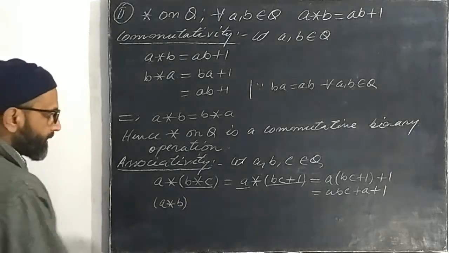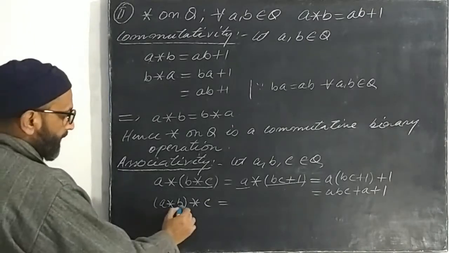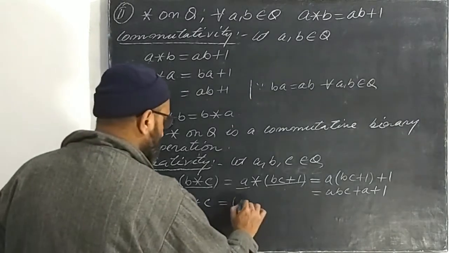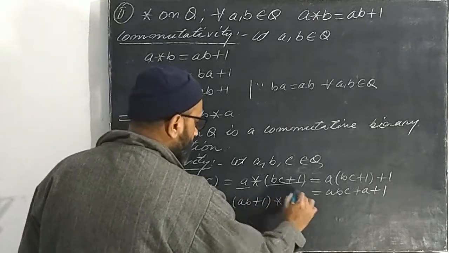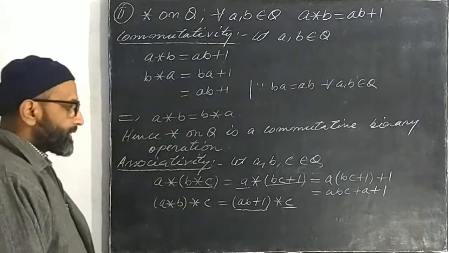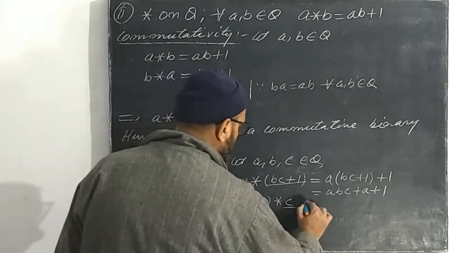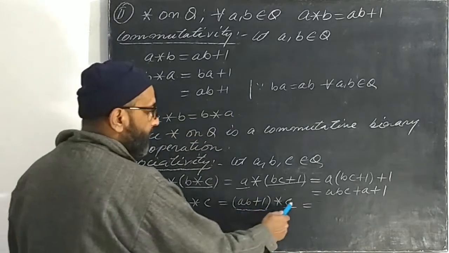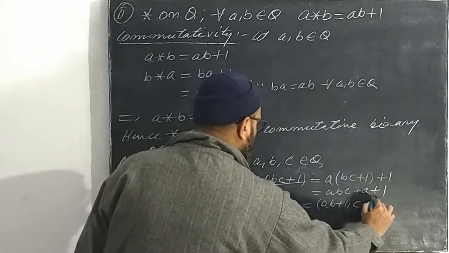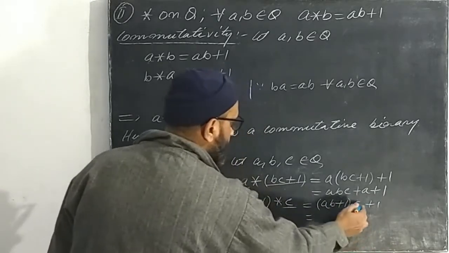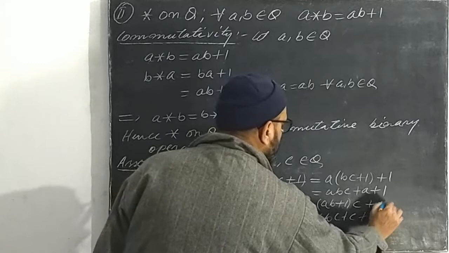Now if we group the first two rational numbers, (A star B) within bracket and star C outside, first we have to apply the operation between A and B, which is AB plus 1, and star C as it is. Now we get two elements. First element is AB plus 1 and the second element is C. Now we have to apply the same operation on these two elements. So the operation is the product of these two elements plus 1. So (AB plus 1) into C plus 1. If we open up this bracket, the C will multiply both the terms. We get ABC plus C plus 1.